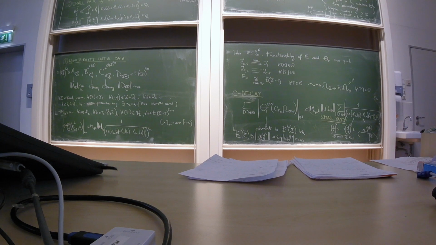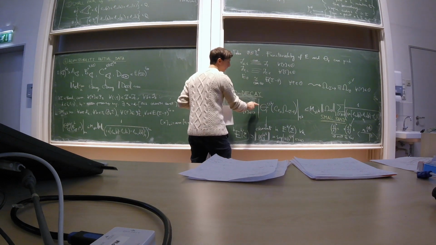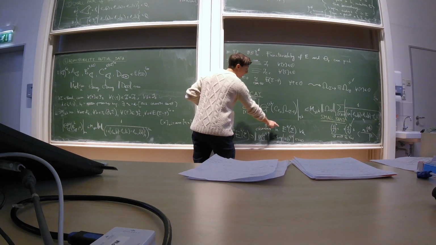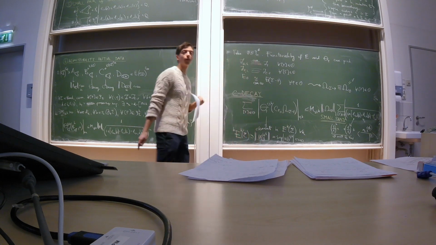Sorry? What is small omega? It converges, so this converges to some element in E_k of sigma that I call omega.